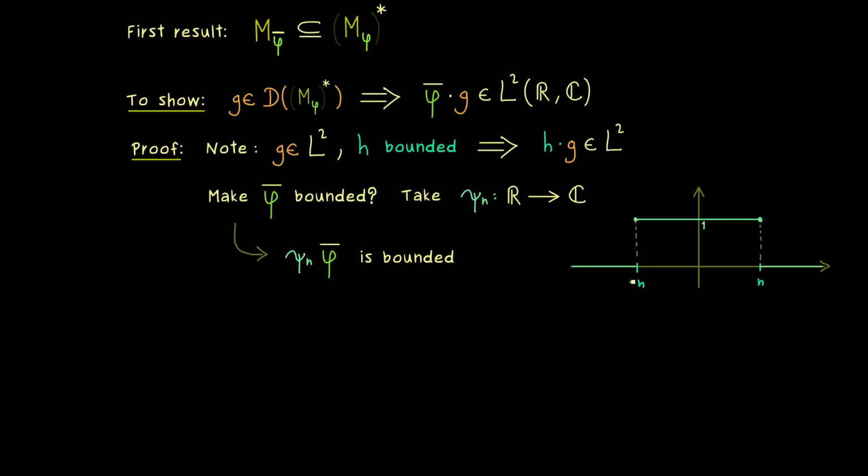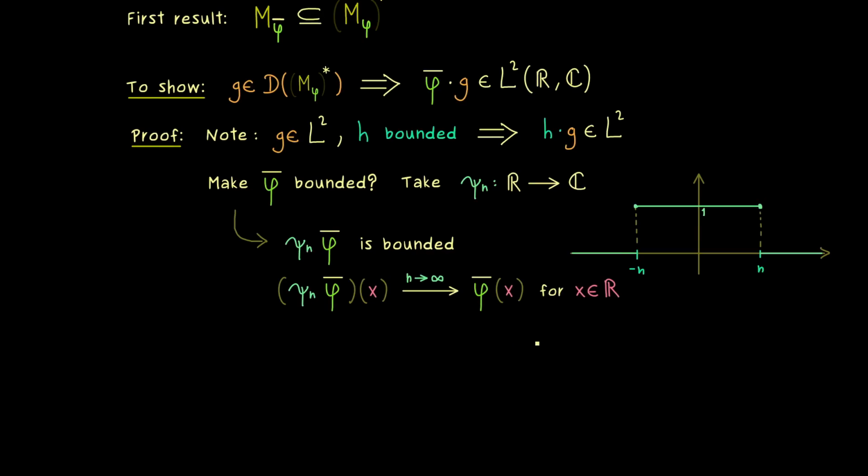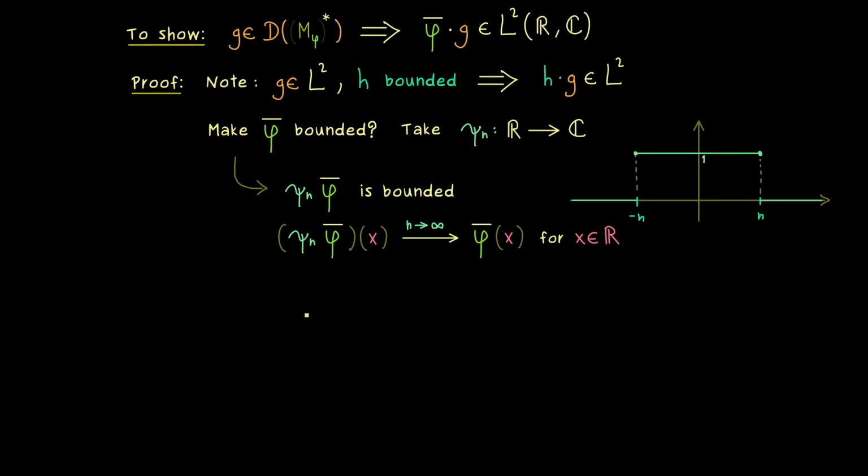Inside a large interval, we still have our function phi overline, but outside of it, we are just at 0. This makes the whole thing bounded, but pointwise, we also have a convergence. Indeed, when we send n to infinity, we get out our original function phi overline of x. So these are the two things we need, and now we can go back to our integral.